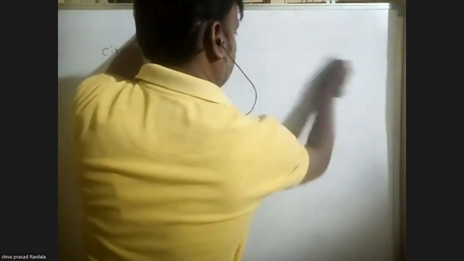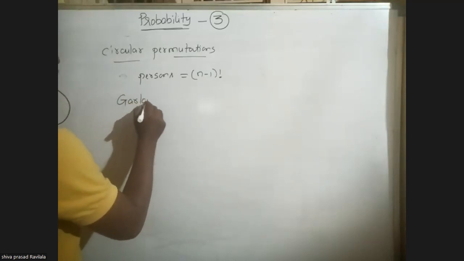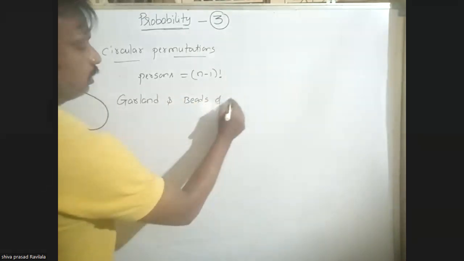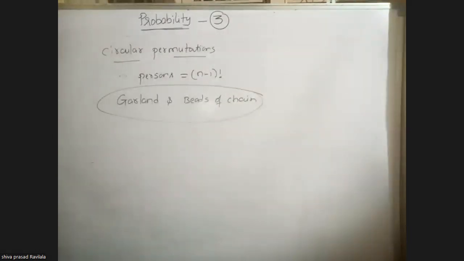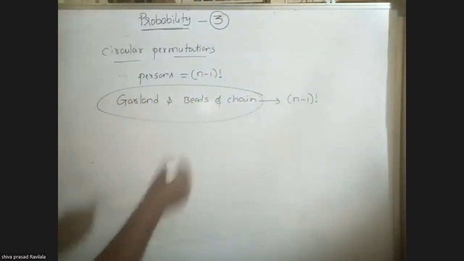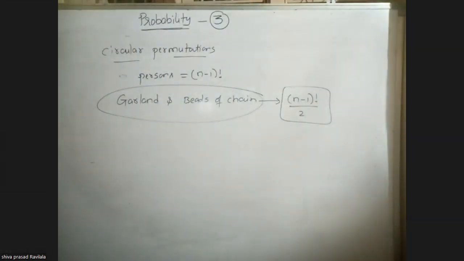Whereas here we have one more condition: in a garland or a chain of beads, they appear in only one direction. We can't see the second direction, it is only in a single direction. In these two cases, the number of circular permutations around a circle is n minus 1 factorial by 2. Single direction, no double direction.